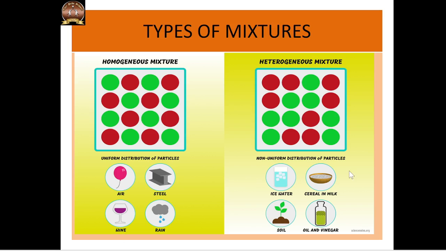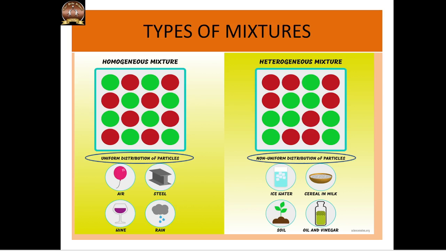Then when we look at heterogeneous mixtures, as in ice and water, you can see that the ice would always float, it would separate from the water. Cereal and milk, you can see that the cereal is always floating or concentrated in one part, and you can actually skim off and have the milk on its own without taking in too much of the cereal if you wish to. If you mix oil and vinegar, again, it would separate into two different layers. So these are all good examples of heterogeneous mixtures, just to make it very clear.